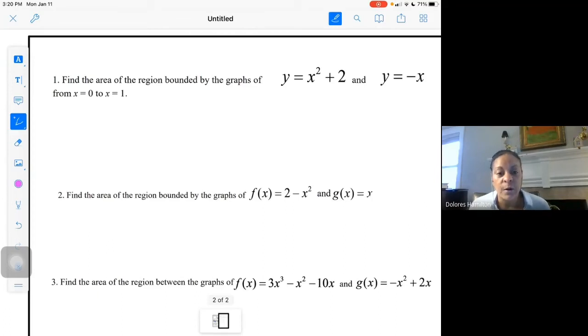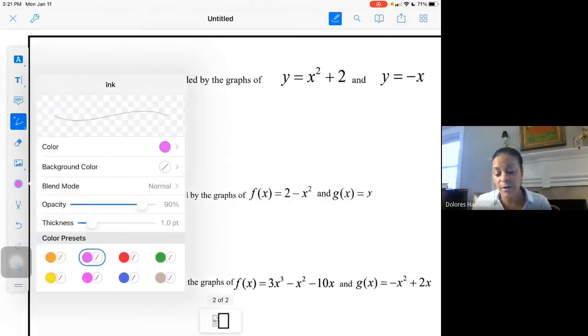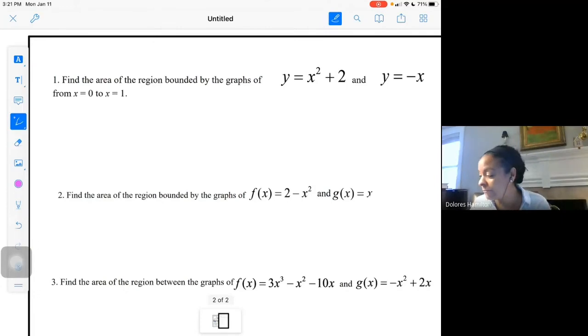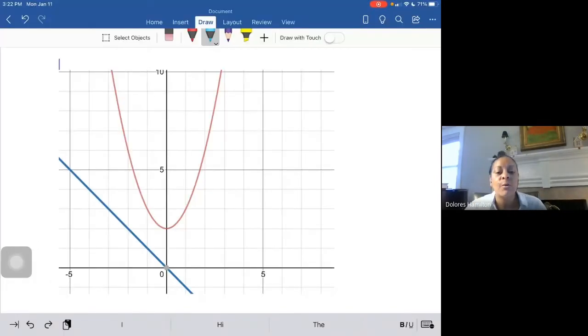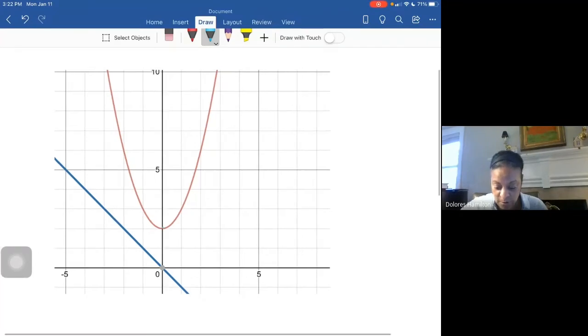Starting with this first one, we want the area of the region between the graphs y equals x squared plus 2 and y equals negative x from 0 to 1. You're going to take your calculators and graph both of those. So if we were to graph this, it would look like so. And we want to find that area between these two graphs on the interval from 0 to 1. So we're talking about this region right here.